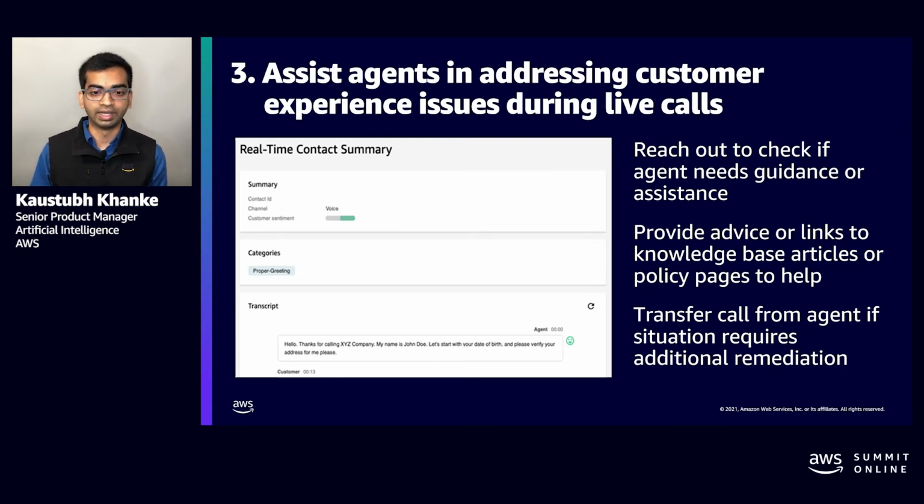If a supervisor realizes that the situation requires additional remediation, they can get the call transferred from the agent and assist the customer themselves. The live call transcript eliminates the need for customers to repeat themselves. The supervisor can quickly read the transcript and jump right to addressing the customer's issue rather than asking the customer to describe the issue all over again. With the supervisor's assistance, the customer's issue can thus be resolved in real time, which helps maintain the customer's trust.